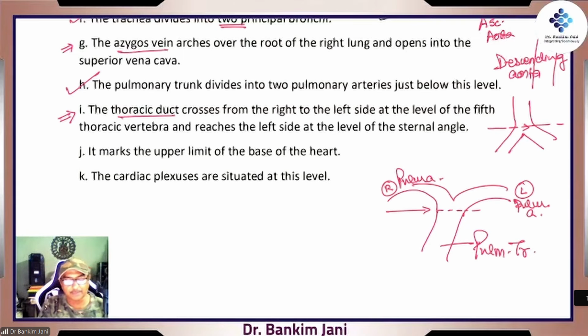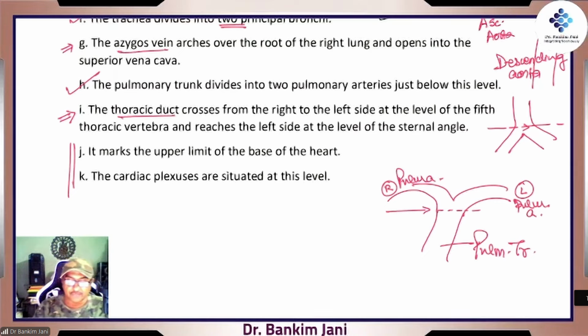This one marks the upper limit of the base of the heart. The cardiac plexuses are situated at this level. This also we'll see. As such, it makes sense that it is marking the upper limit of the base of the heart and the plexuses. Plexus means group of nerves. They will be situated over there.